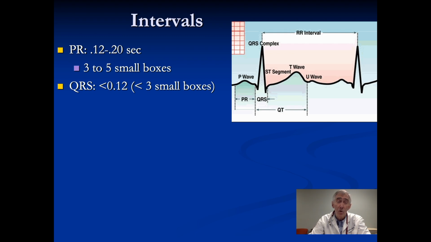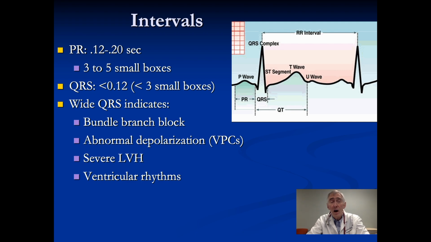It turns out normal is less than 100 milliseconds, or 2.5 small boxes. Now, the wide QRS can be an indicator of conduction system abnormalities, such as bundle branch blocks, abnormal depolarization, severe LVH, ventricular arrhythmias. So you want to pay attention to this.